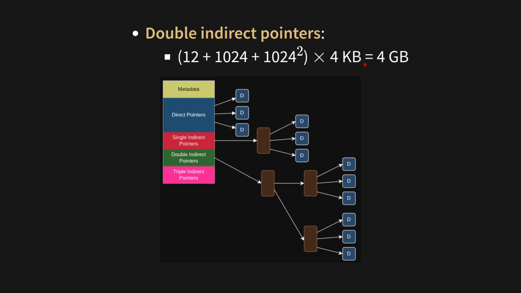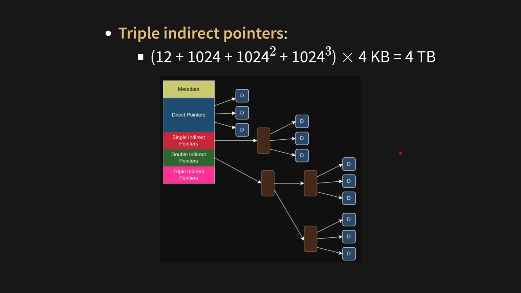And for a double indirect pointer, we'll have 12 plus 1024 because of the single indirect pointers, and we will have 1024 to the power 2 times 4 kilobytes, which will give us around 4 gigabytes. Like, we can have a file with maximum size of 4 gigabytes.